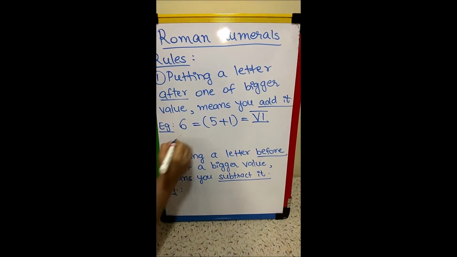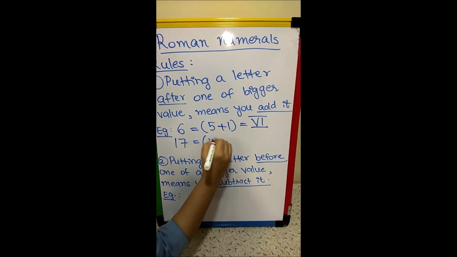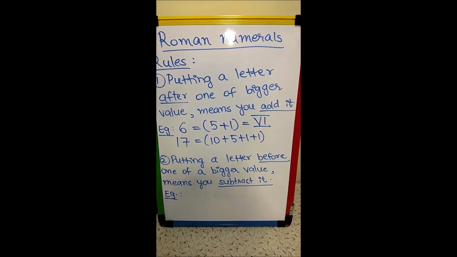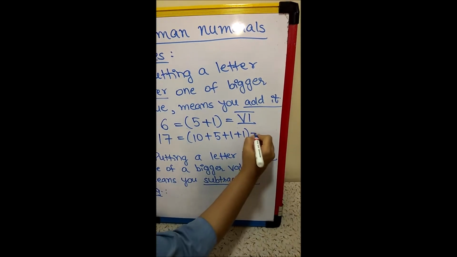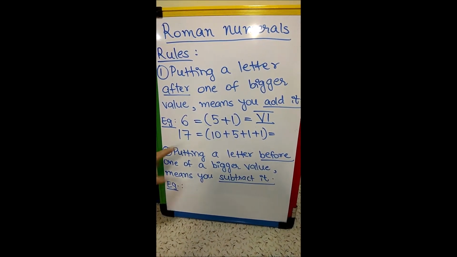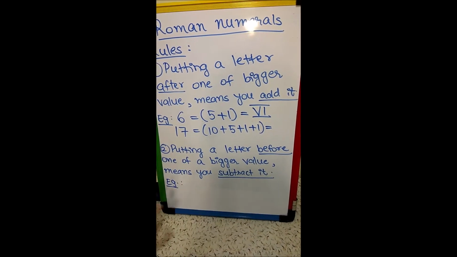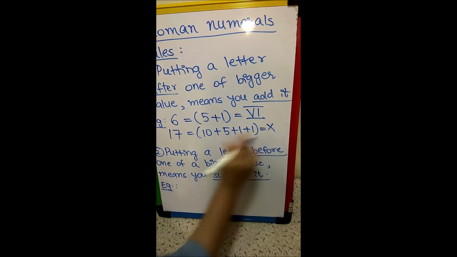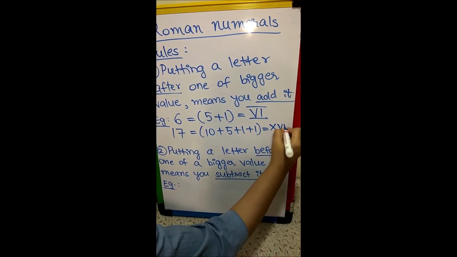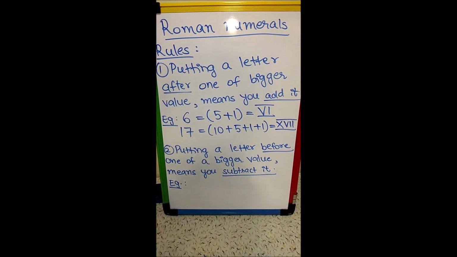Similarly, if we want to make the Roman numeral of 17, it will be 10 plus 5 plus 1 plus 1. So how to make the Roman numeral? You can see the first number is bigger than the next, so when your first number is bigger, you have to add. So let us make the Roman numeral of 17. It will be X, as the Roman of 10 is X, 5 means V, and I means 1 each. So the Roman of 17 will be XVII.